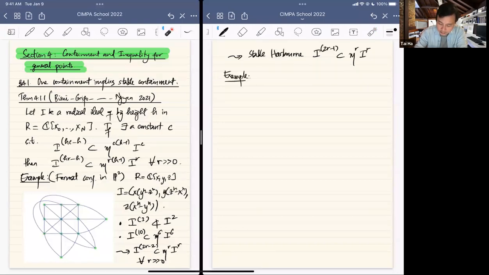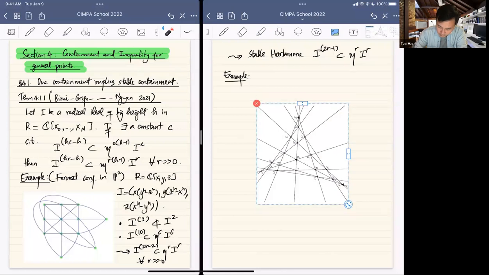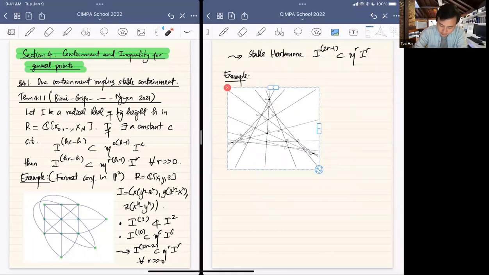Another example is, again, the second example that I mentioned to you. It's this one right here. This is the ideal of 19 triple points, which are intersections of 12 lines.